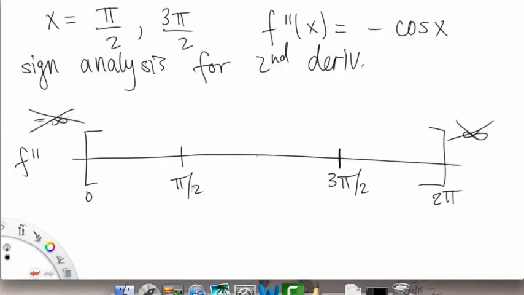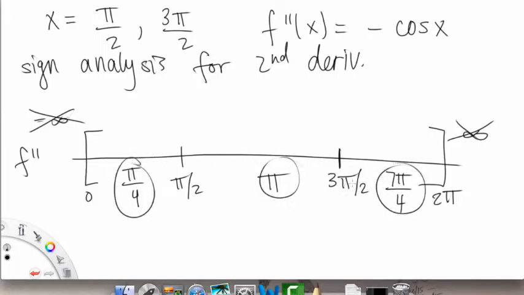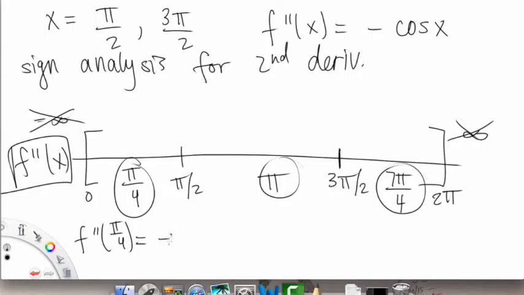Now we find easy test points. In here I'm going to pick pi over 4, in between here I'll pick pi, and over here I'll pick 7 pi over 4. These are our test points, three of them because we have three little intervals. We plug those into our second derivative, because that's what we're analyzing. So f double prime of pi over 4 equals negative cosine pi over 4, which turns out to be a negative answer, so we get a negative over that pi over 4.